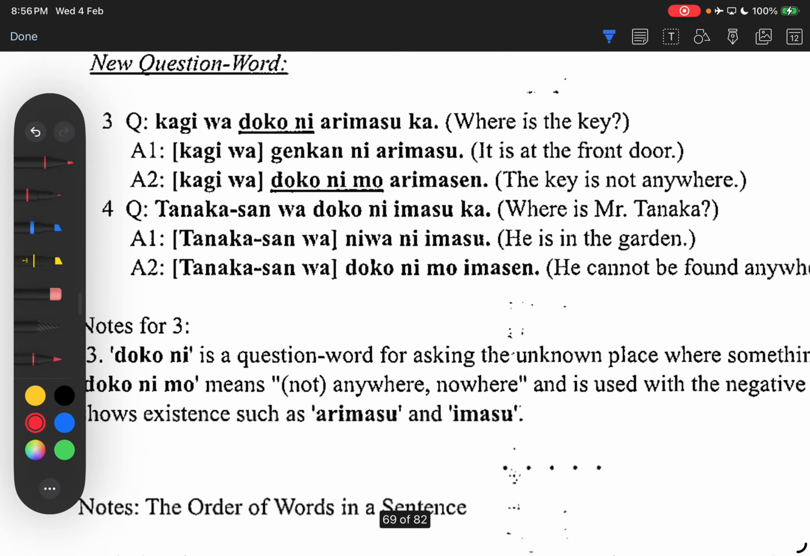Then number 4, 田中さんはどこにいますか? So where is he at? He is in the toilet. He is in the garden. 庭にいます. どこにもいません. But we don't say どこへもいません, because have you searched places far away? Why would you search somewhere far away and say that he's not there? We want to search somewhere around him, so に is close by. So for a human, we can only use に, normally.